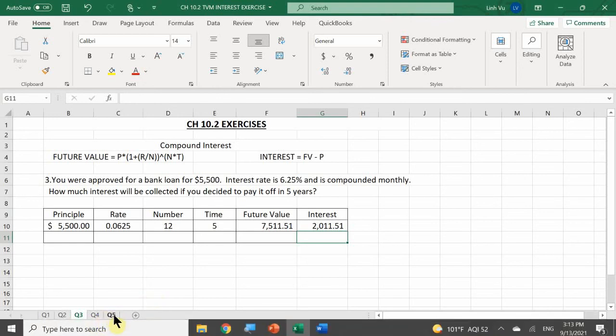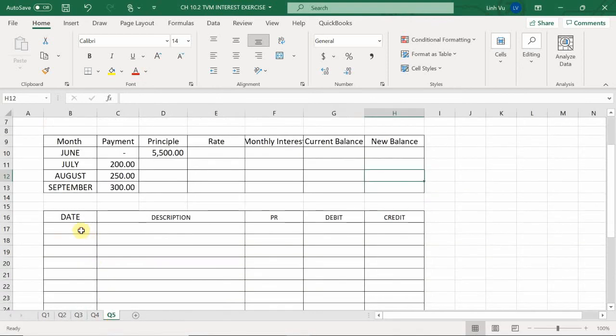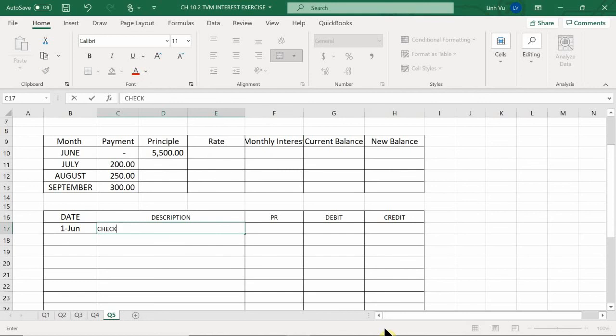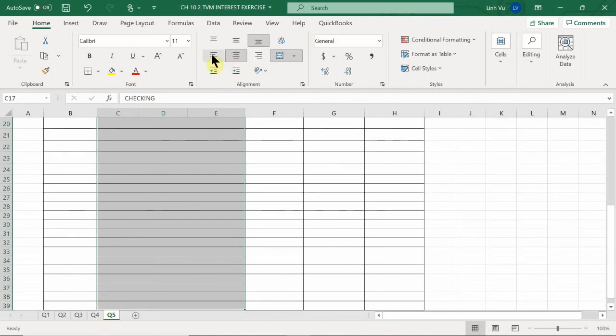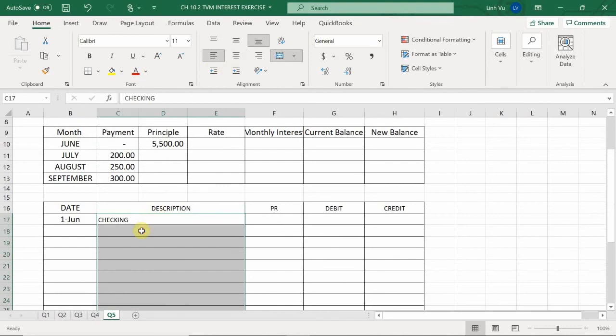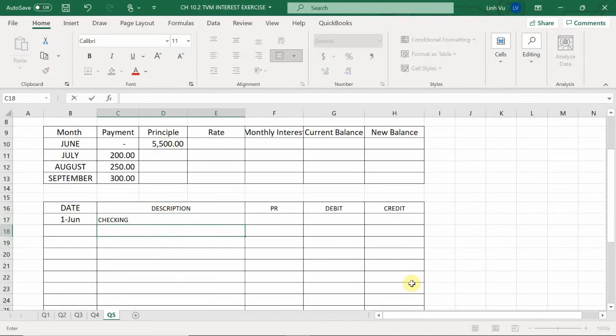$5,500. In this case, first thing we want to do, it's June 1st. When we get a bank loan, that means our cash flow is increased because we borrowed money. So therefore, we actually have money now in our checking account. And I'm going to put it right here as a bank loan. And it was for $5,500.